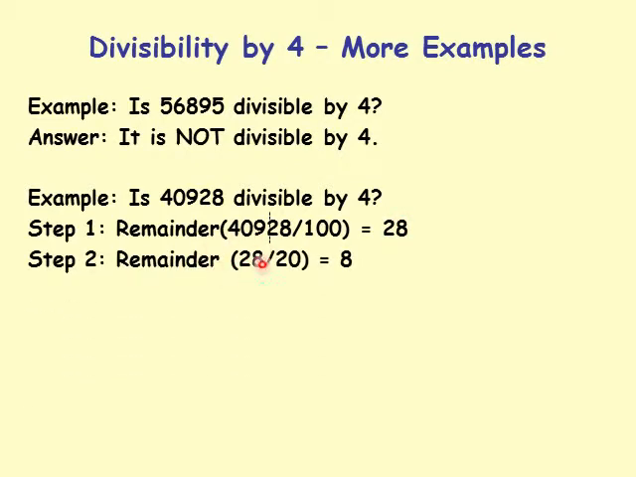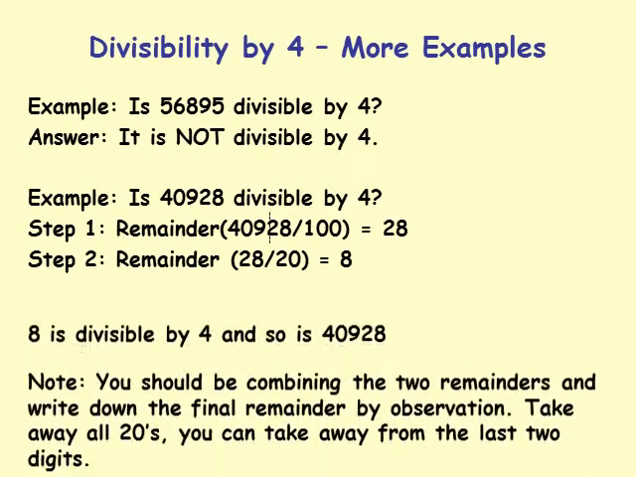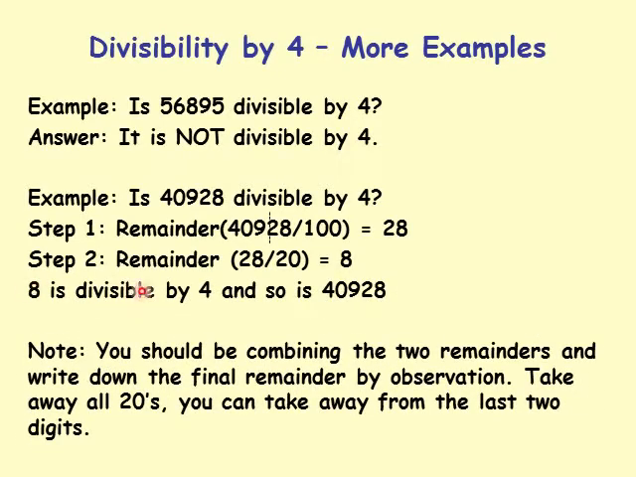After that, we take this remainder here and find its remainder when we divide it by 20. So the remainder of 28 divided by 20 is 8. Let's continue. 8 is divisible by 4, and so is 40928. So I went through these steps here, and you could have combined the steps. First of all, look at 28. If you say 28 is divisible by 4, you didn't have to go through the next step here.